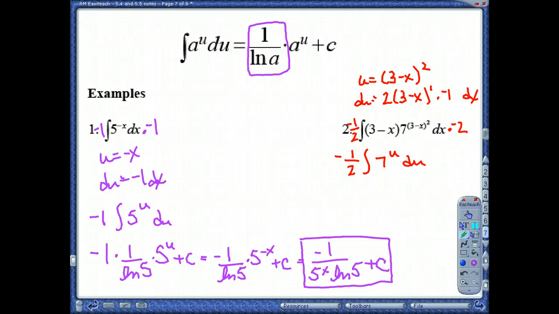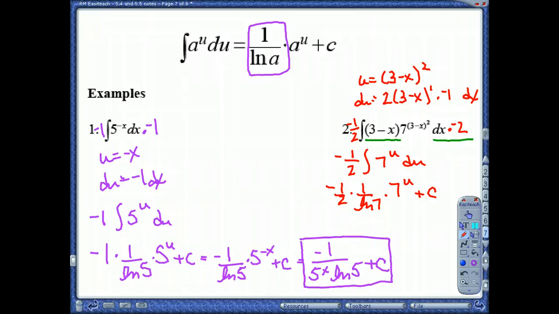I mean, when you think about the u substitution, it is phenomenal. All of this is incorporated into the du. I'm amazed. When I integrate that, I'm going to have negative 1/2 times 1 over the natural log of 7 times 7 to the u plus c. And then make your substitutions back.